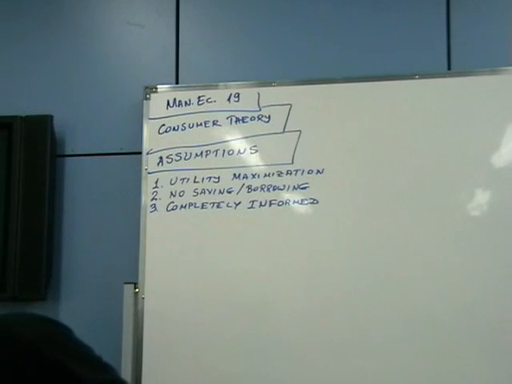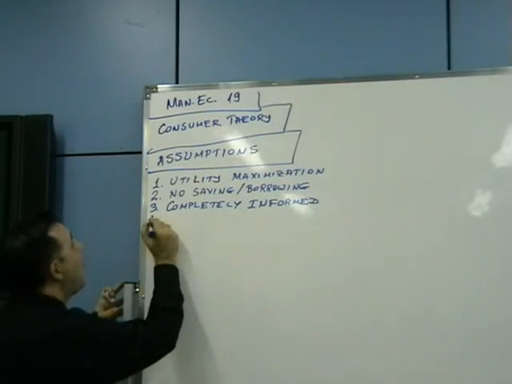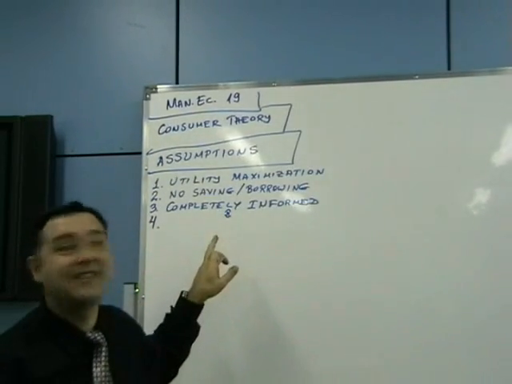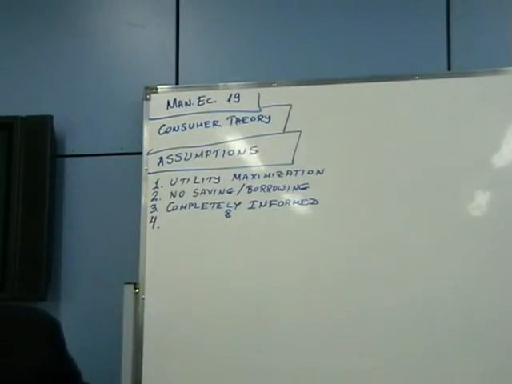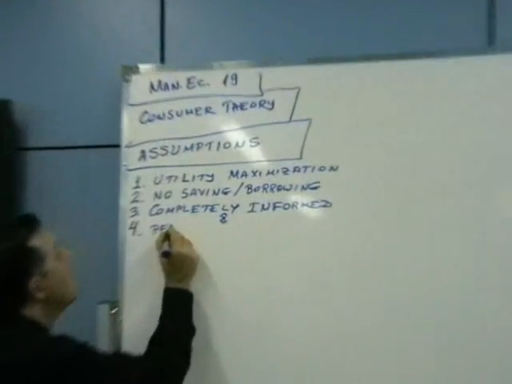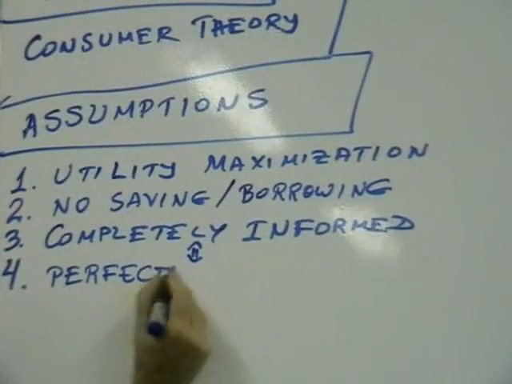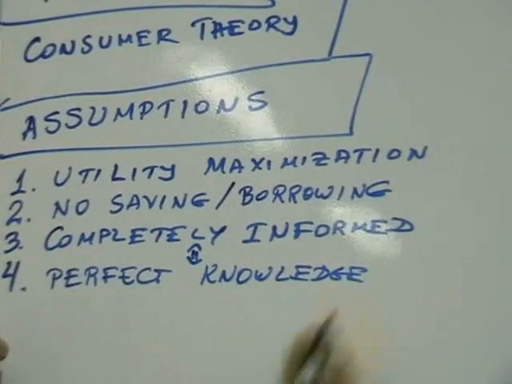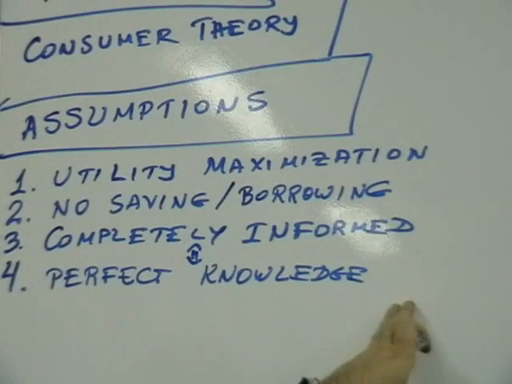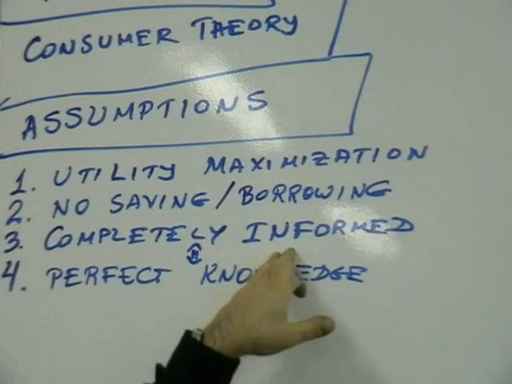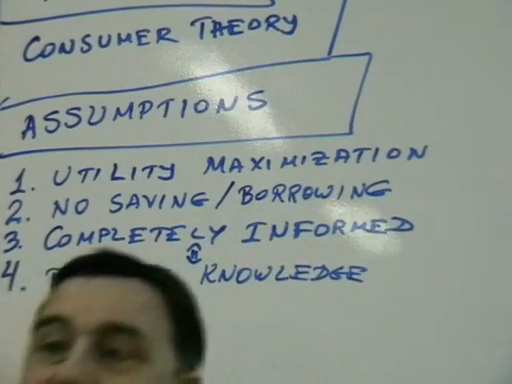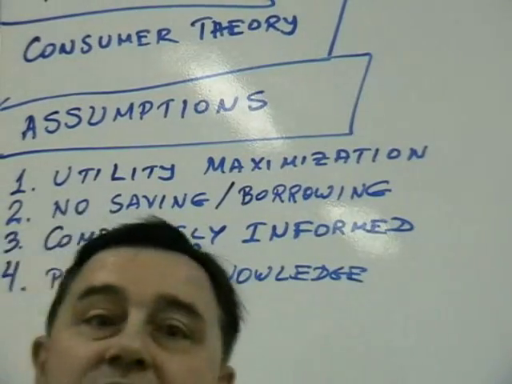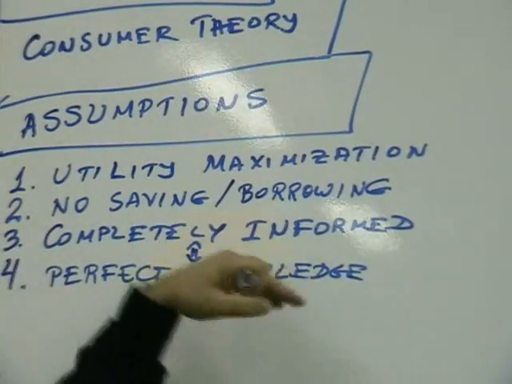So, completely informed. Sometimes it is provided as separate, and I don't want to get into the technical details, the so-called perfect knowledge. Some people consider that having perfect knowledge is the same as making completely informed decisions. Some people find differences. For our basic fundamental decision making, for what we're trying to do, it is irrelevant.